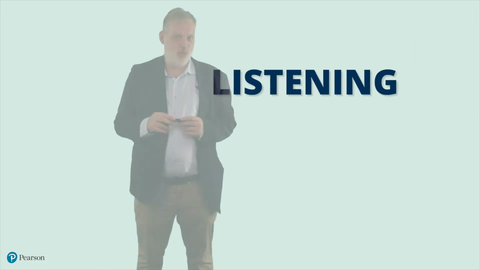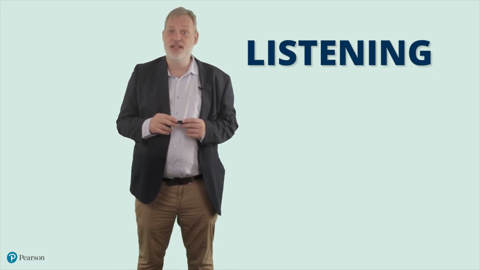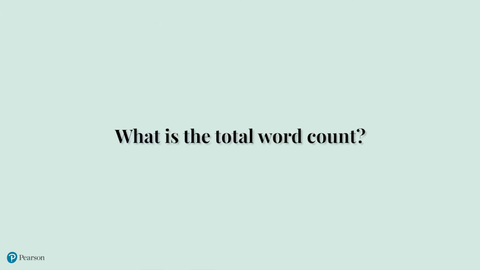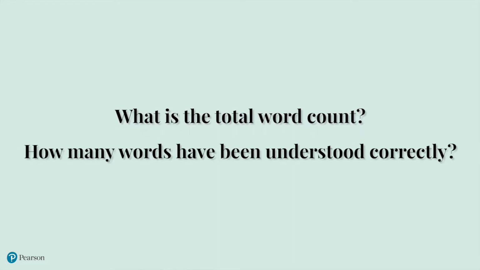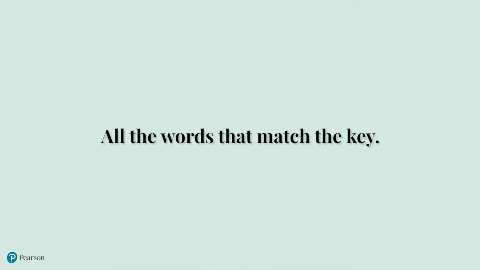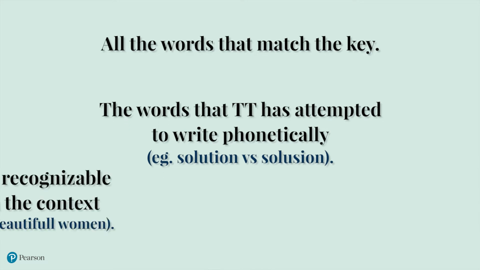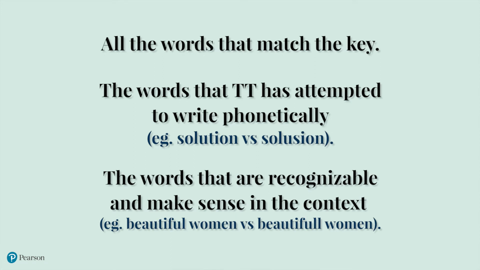The listening. If you want to know how many score points, from 0 to 5, should be awarded for listening, you simply need to know 2 things. Firstly, what the total word count is. And secondly, how many words have been understood correctly. What does that mean, a word has been understood correctly? Remember, these are points for listening, not for writing, so you mark the following words as correct. Obviously, all the words that match the key. Then also the words the test taker has attempted to write phonetically but misspelt. And also the words that are recognizable and make sense in the context, albeit with spelling mistakes.